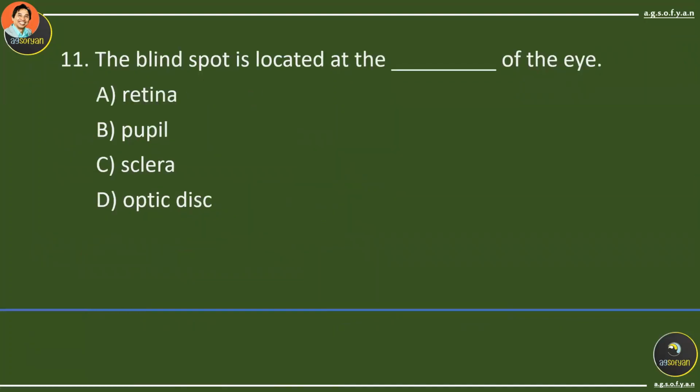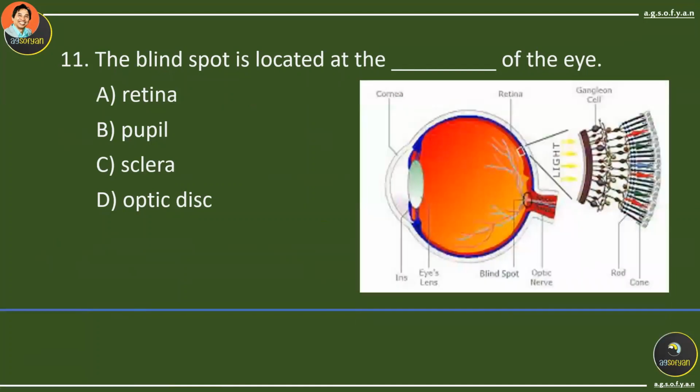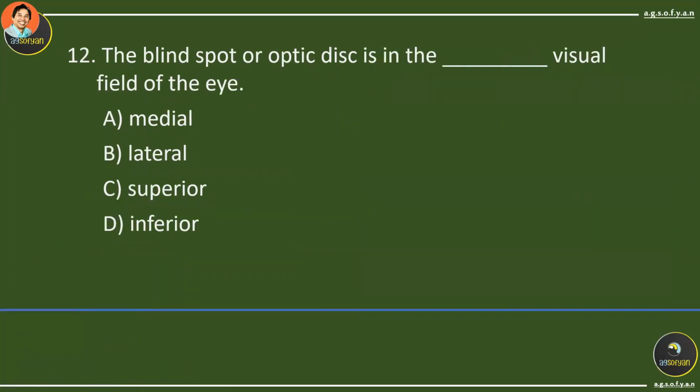Number 11, the blind spot is located at the blank of the eye. We just mentioned that it is located in the area called the optic disc. So the optic disc is the place with no photoreceptor, and it is known as a blind spot. The blind spot or optic disc is in the blank visual field of the eye. A, B, C, or D.